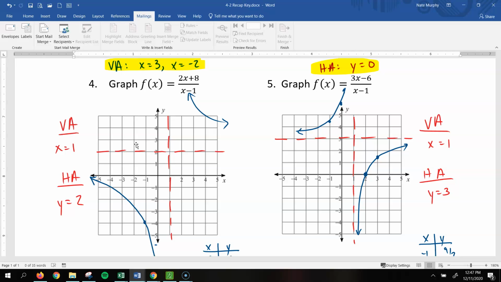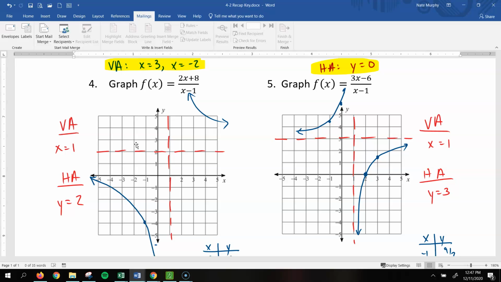So for the first one, for the vertical asymptote, again, we look at the denominator. The factor in the denominator is x minus 1. If I set that equal to 0, I would get x equals 1. And so x equals 1 would be a vertical line going through where x is 1. So make sure you understand that. That's how you get that first vertical line there.